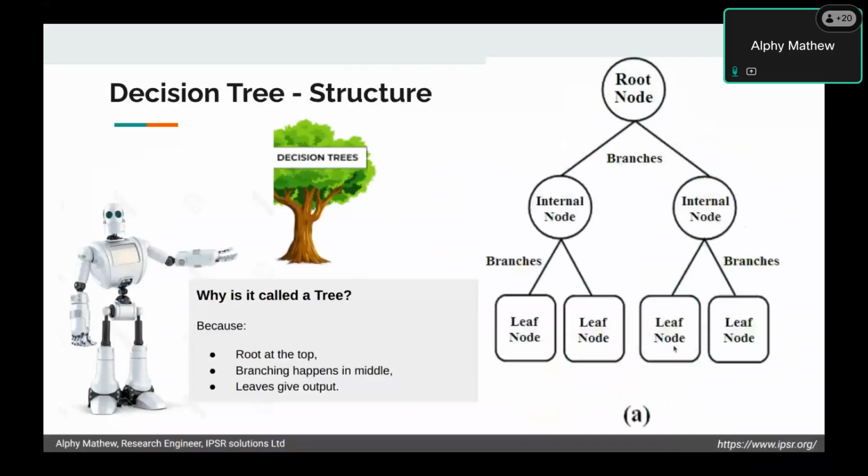This is the same as what we have discussed. The tree is known as a tree because it is like an inverted natural tree. It has the root at the top, branches in the middle, intermediate nodes, and the bottom level nodes will be the leaf nodes. The same structure diagram is given here.